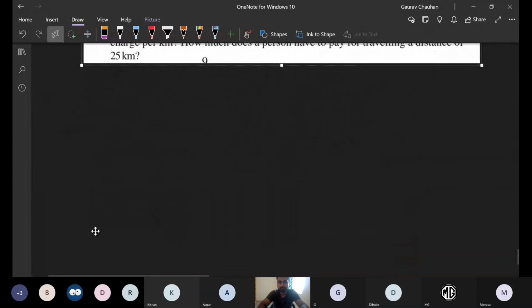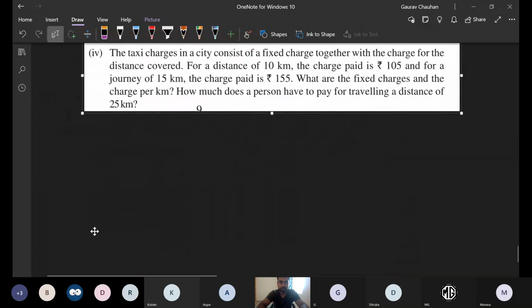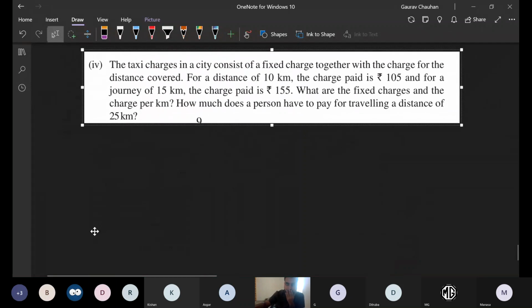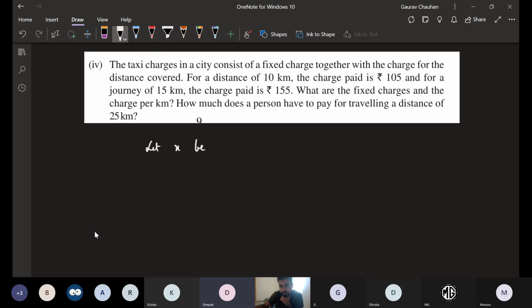Tell me, Deepak. Sir, same question. Find variables. So we can say that let x be fixed charge, sir. Okay. Let x be fixed charge, and y be the charge for the distance covered. Let y be variable charge, we can write, or you can write charge for distance covered.